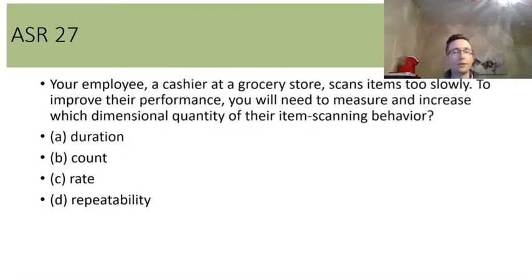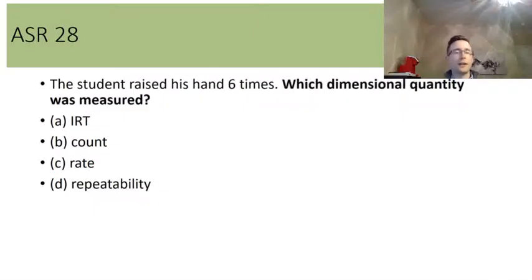I'll close the poll, and the answer here is C, rate. That is the number of items they scan per unit of time. ASR 28, the student raised his hand 6 times. Which dimensional quantity was measured? A, IRT, B, count, C, rate, D, repeatability.